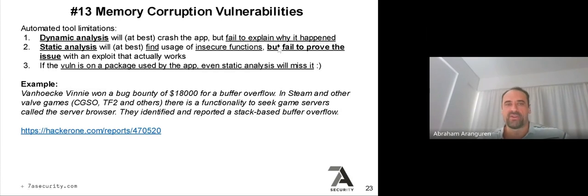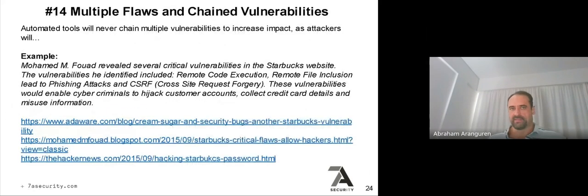So with memory corruption, automated tools have some problems, right? Dynamic analysis will at best crash the app, but fail to explain why it happened. Static analysis will at best find usage of insecure functions, but will fail to prove the issue with an exploit that actually works. And if the vulnerability is in a package used by the app, even static analysis will miss it, right? So there are a lot of problems like this, and with a manual pentest, you are more likely to find this, right?